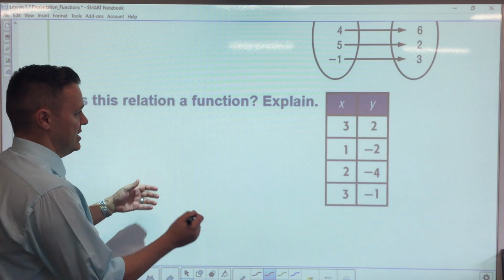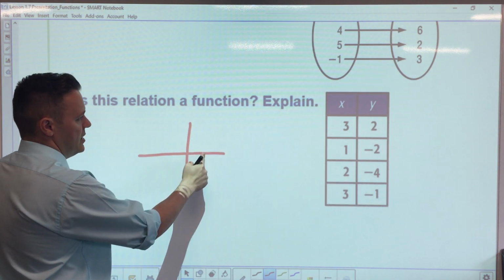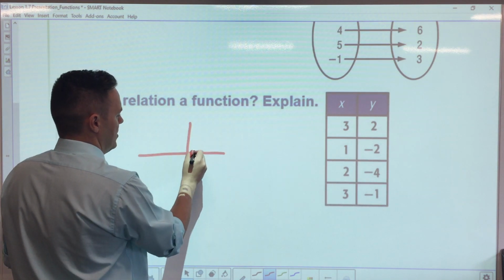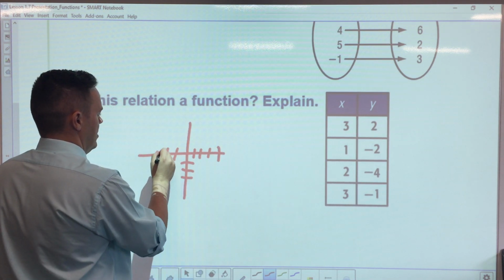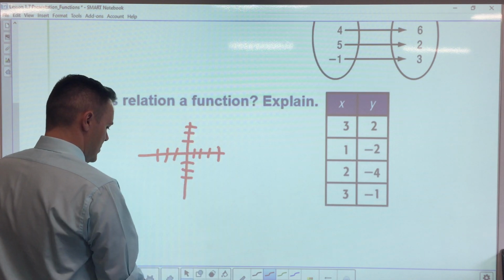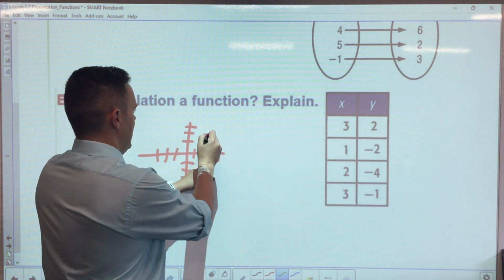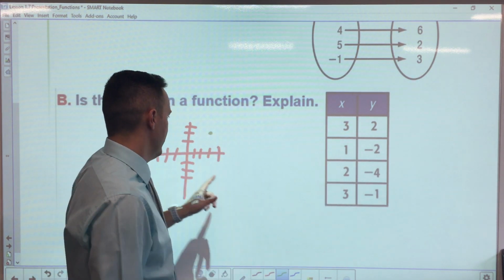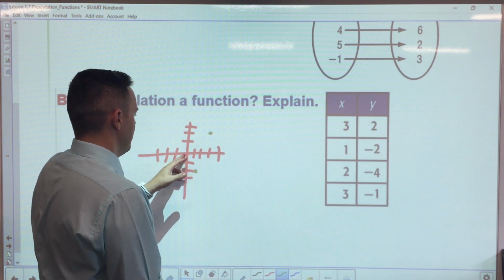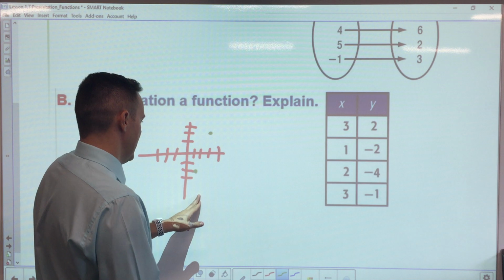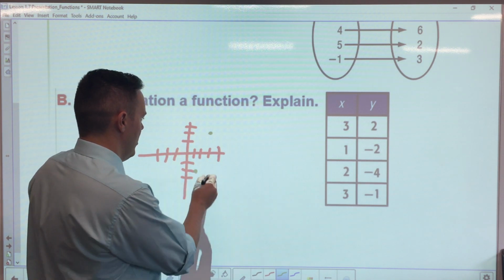The answer is, let's plot it out. So I'm going 3 over, 2 up. Let me do the little tick marks on this one. All right, so let's plot this out, shall we? If I go 3 over and 2 up, I have a point right here. 1 over, -2 down, point here. 2 over, -4, so if I go over 2, down -4, I have one right here. And then over 3, -1 down.